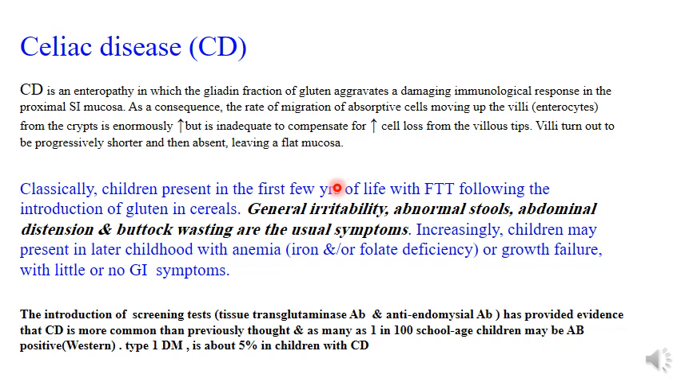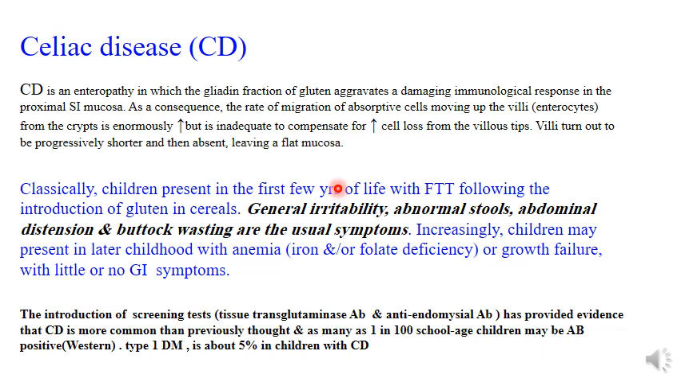As a consequence, the rate of migration of absorptive cells, enterocytes, moving up the villi from the crypts is enormously increased, but is inadequate to compensate for increased cell loss from the villus tips. Villi turn out to be progressively shorter and then absent, leaving a flat mucosa. They call it total or subtotal villus atrophy on biopsy.